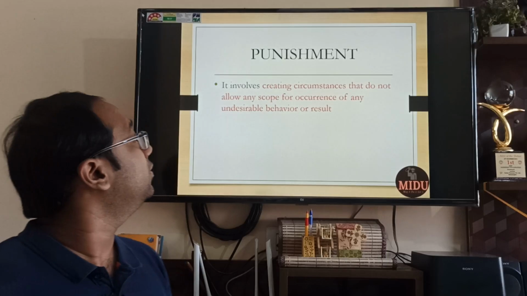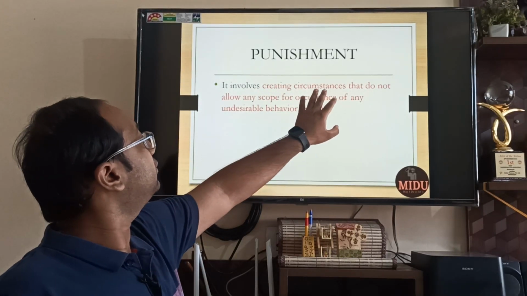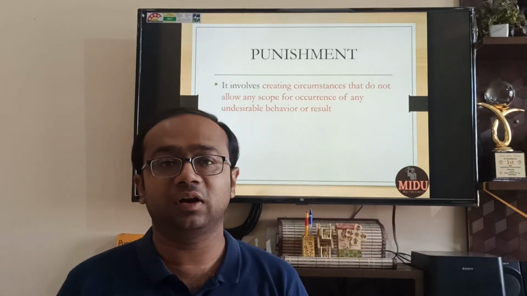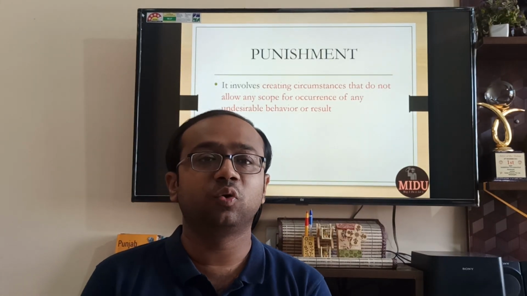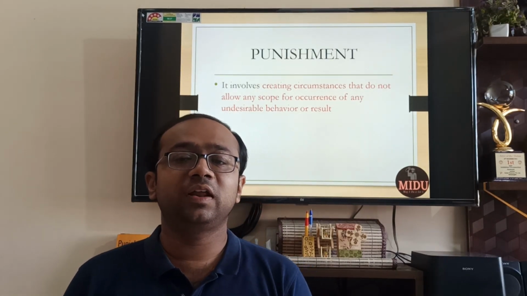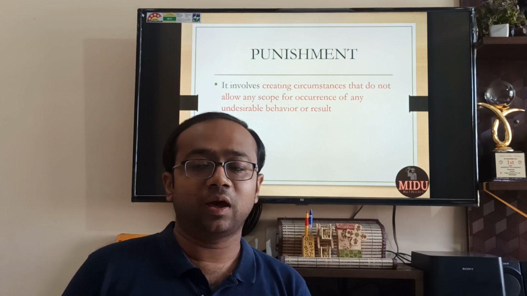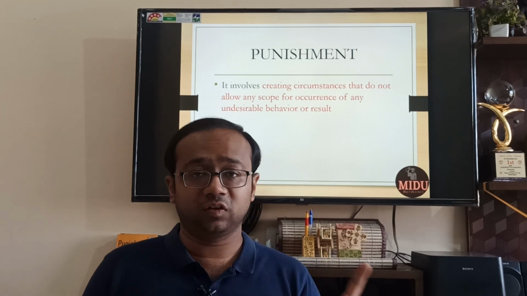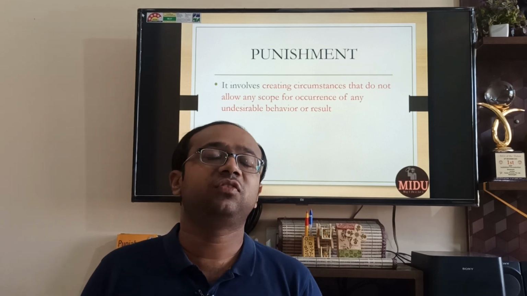Now let us come to the third, which is punishment. It involves creating circumstances that do not allow any scope for occurrence of any undesirable behavior or result. This, my dear friends, is known as punishment. So it is a very extreme thing. In punishment, what happens? You are basically telling them, if you are not doing this, this is the result that will be there. You are punishing them.